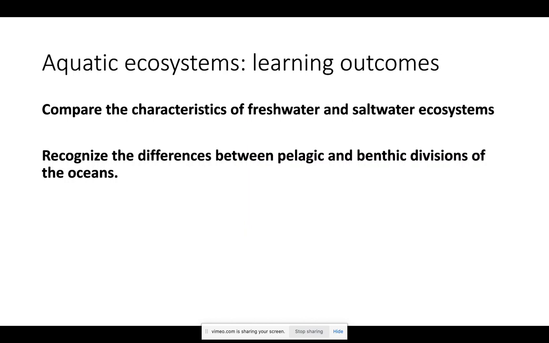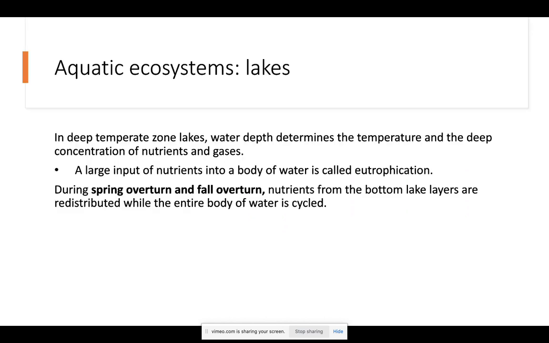Compare the characteristics of freshwater and saltwater. I don't necessarily know that we go into that. I guess we do in terms of the different zones, and those will be important. And recognize the difference between the pelagic and the benthic divisions of the ocean. So we'll begin discussing freshwater and talking about the deep temperate zone lakes.